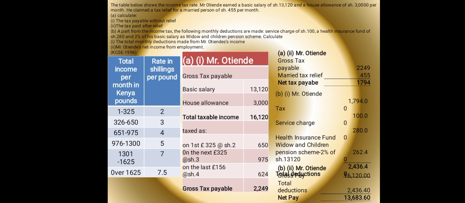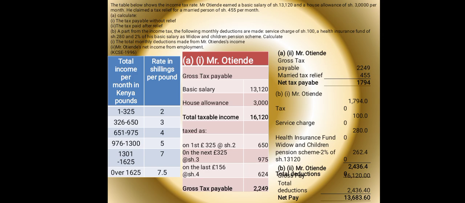Now table A2, you can see Mr. Otiende, the gross tax payable 2,249 less married tax relief of 455, and the net tax Mr. Otiende pays is 1,794.